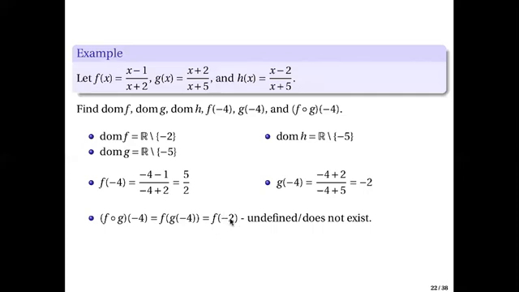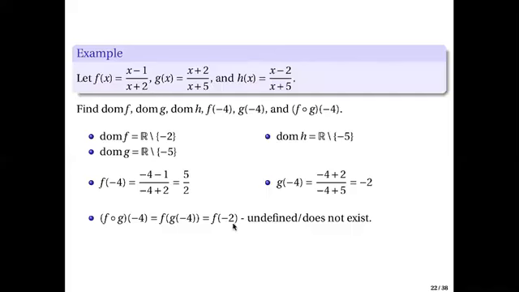So now you have f of negative 2. And the same, you replace the x of the function f with negative 2. It just so happened that when you do that, the denominator will be 0. That's why we have undefined.